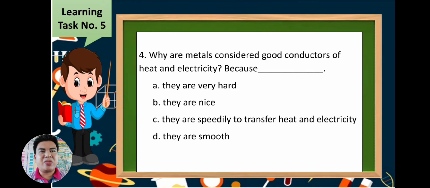Why are metals considered good conductors of heat and electricity? Because they are blank. A. They are very hard. Letter B. They are nice. Letter C. They are speedy to transfer heat and electricity. Letter D. They are smooth. The exact answer is letter C. They are speedy to transfer heat and electricity.